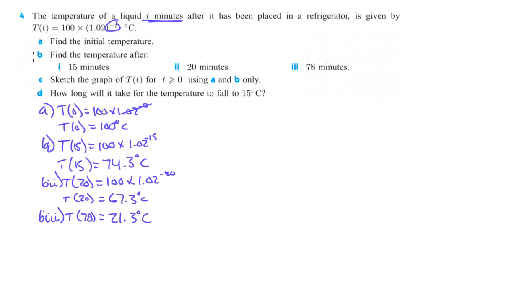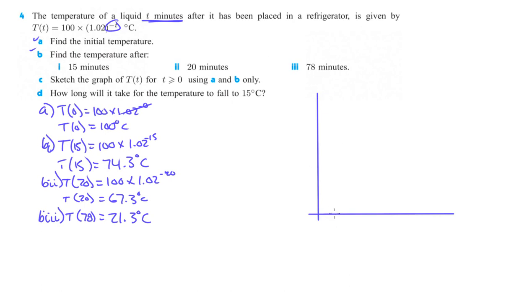Okay, so we've done that. And these here, sketch a graph of the temperature T for t greater than 0 using A and B only. Okay, so they're saying basically draw ourselves a little graph here. So we really only need this portion of the graph, right? So we'll go up to 78.